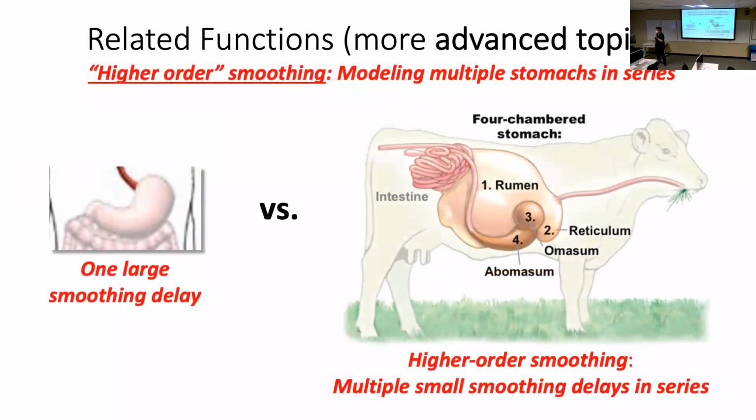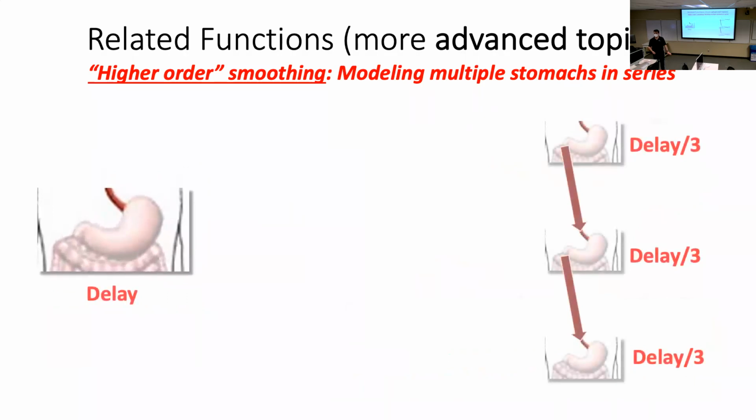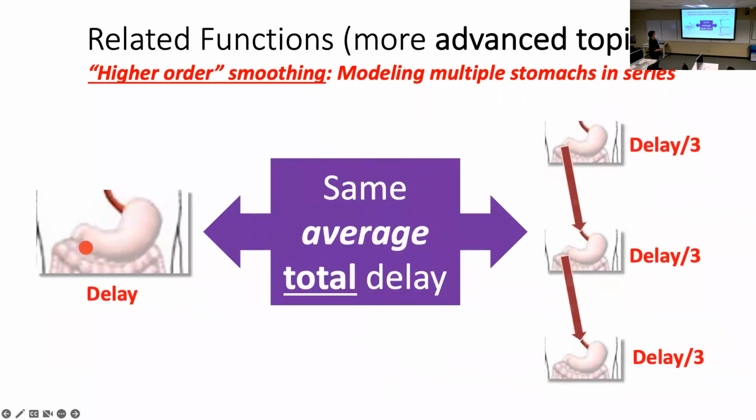The other thing I want to talk about here is higher order smoothing. So I've been giving this analogy of a single stomach, one large smoothing delay. But now I want to extend that analogy to an ungulate, something like a cow here that has multiple stomachs. It's a ruminant. Food not only moves from one stomach and then on down, it has to sit in multiple stomachs before it actually hits the intestines. So the idea here is, here I had one smoothing delay.